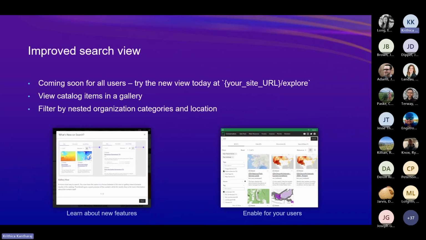We also have an improved search view right now, and you can view the content in gallery form, not just as a list. You can filter by nested organization categories. There is also a location facet for filtering by the extent of the items. And when you're browsing through the items, you're not necessarily going through all of your layers. We no longer do that exploding of the layers, so we provide just one layer for the item. There are additional enhancements coming up in the future.